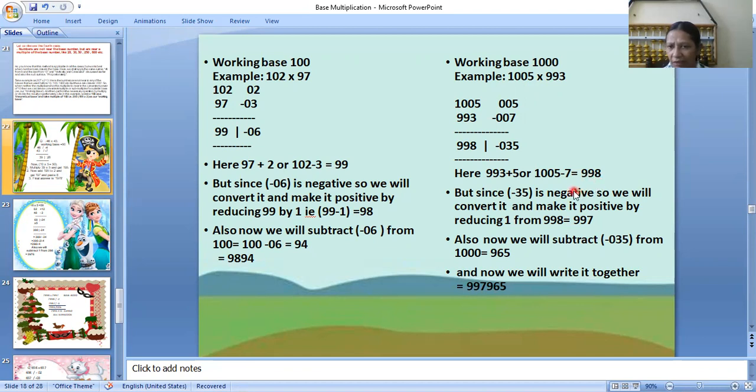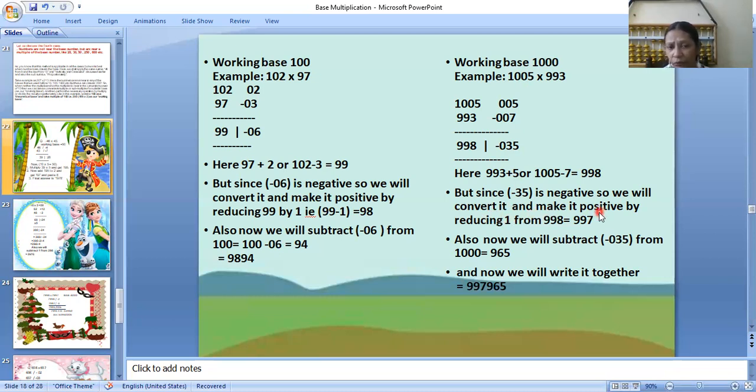So in both the ways, you will get this 998. Now, as you have seen in this example, in my previous example, you can see here also, this is minus 05. This term is very important. This is negative, and I have written all the explanation. Since minus 35 or minus 035, it is the same. Minus 35 is a negative term, so we will convert it and make it positive.